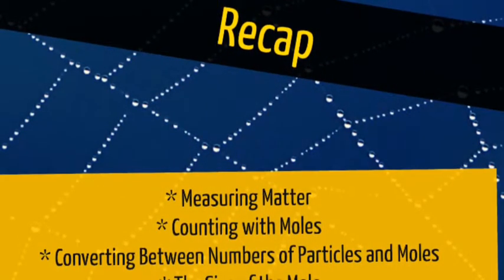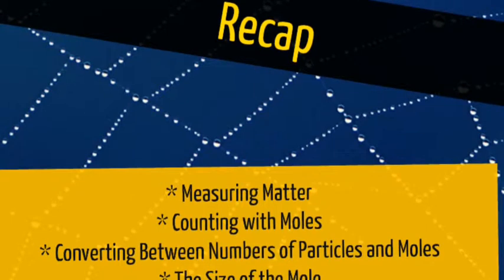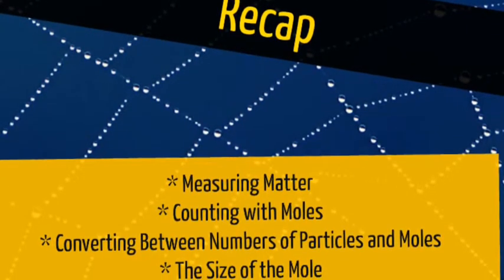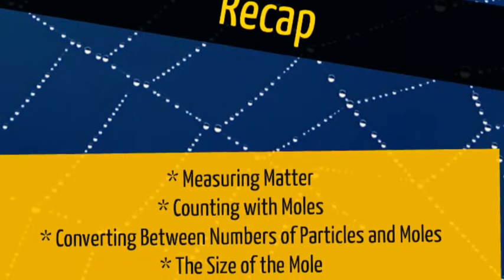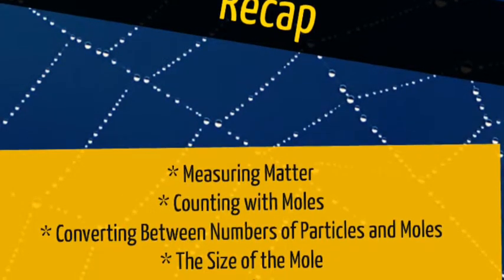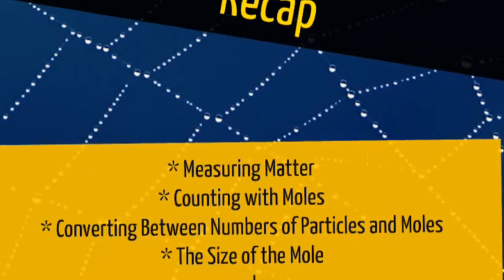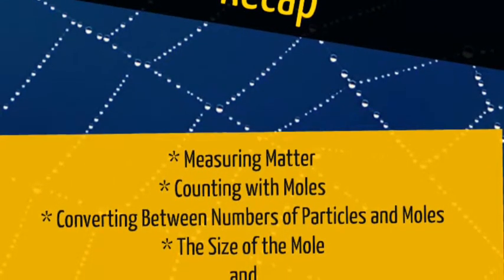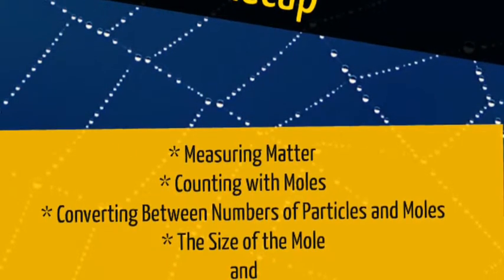I am Kathleen O'Neill, and this is the recap. In the measuring matter section, we covered how to find the amount of matter you have, and how knowing details will allow you to convert the amount to units. In the counting with moles section, we saw that the Avogadro's number is 6.02 times 10 to the 23rd.